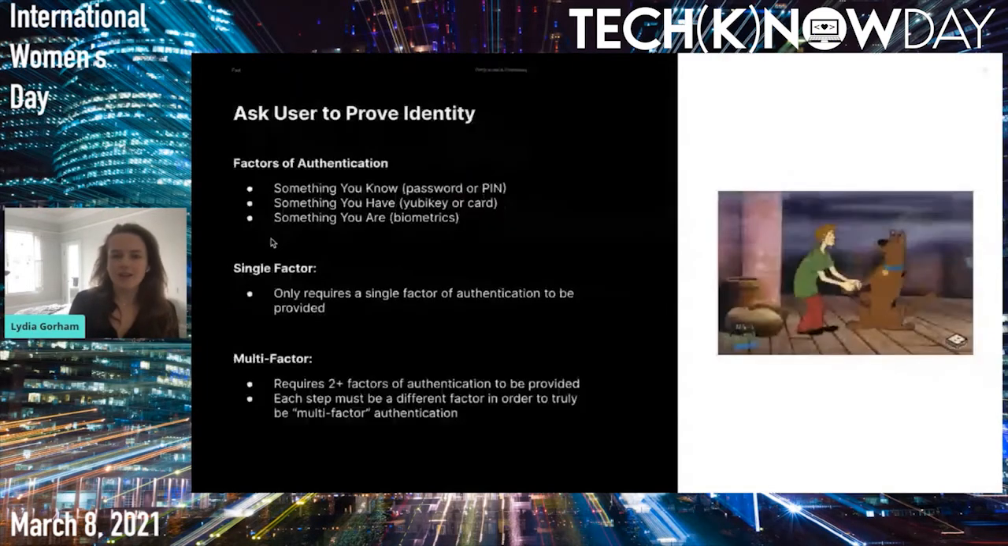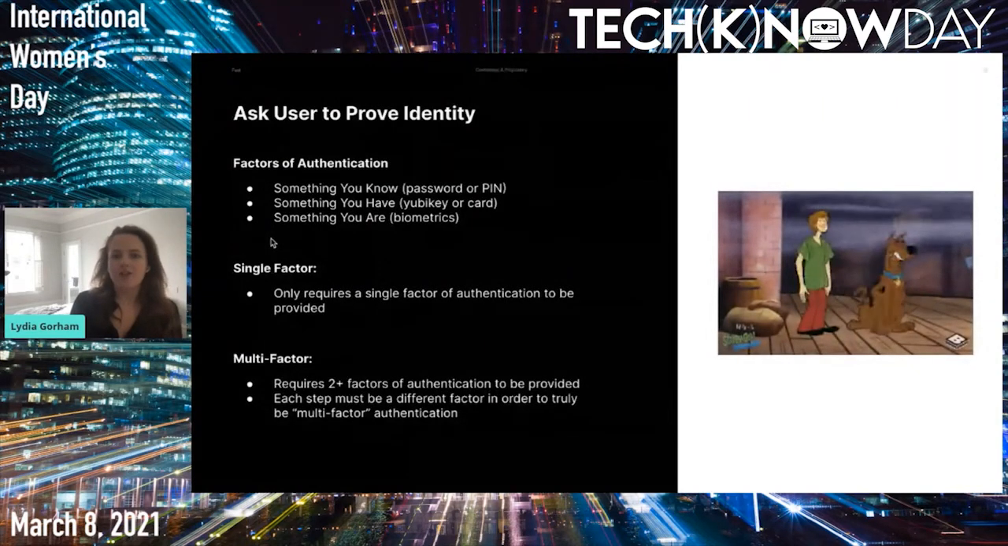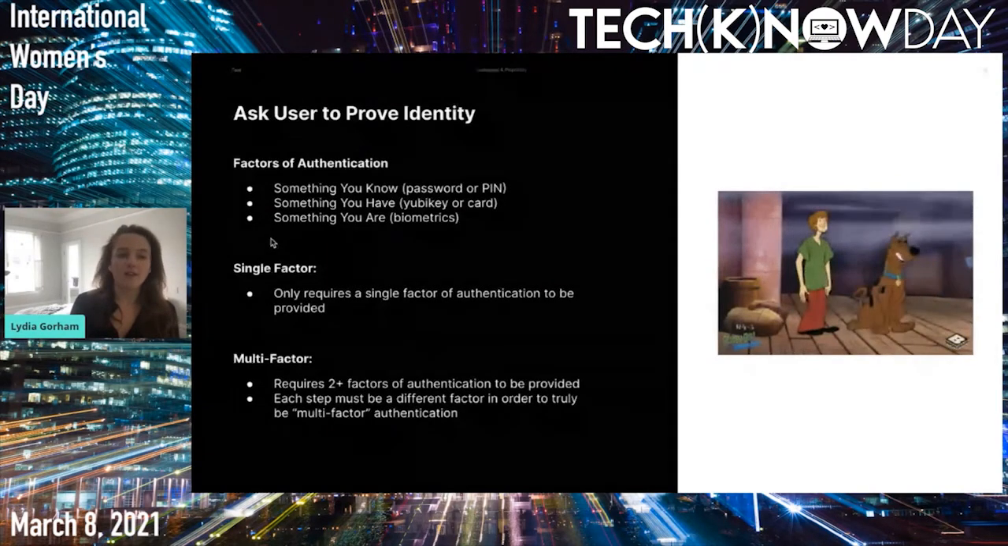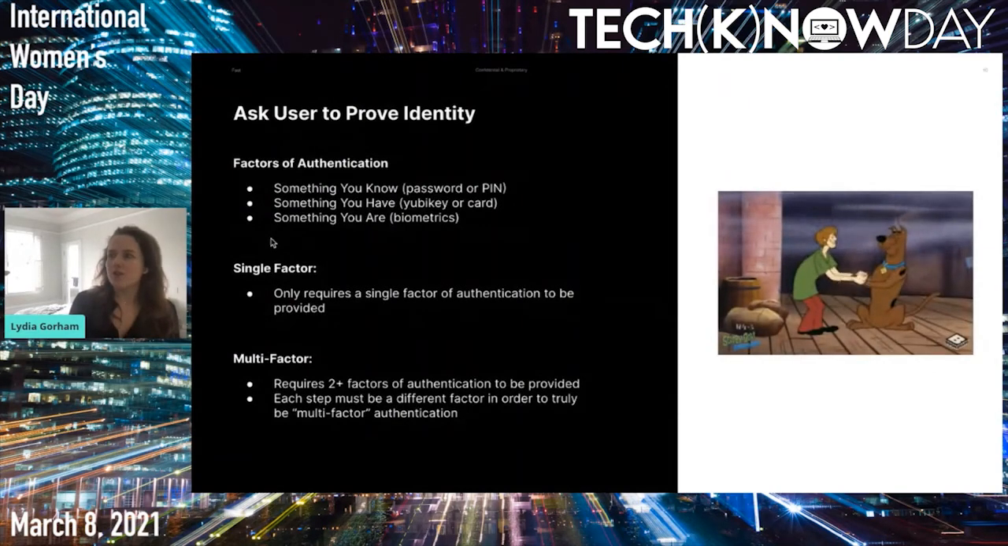So the first step is that the user needs to prove their identity to you. There are a lot of different methods to verify identity. They can be broken down into 3 different types of evidence or factors based on what they can theoretically prove. So something you know, something you have, and something you are.